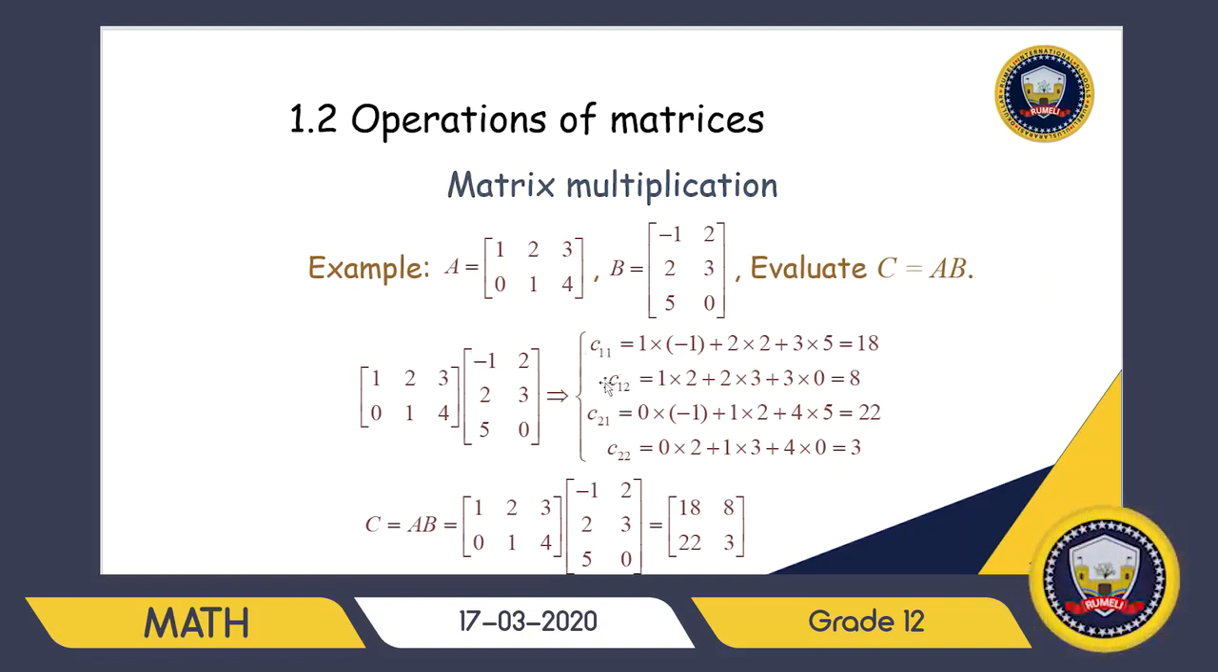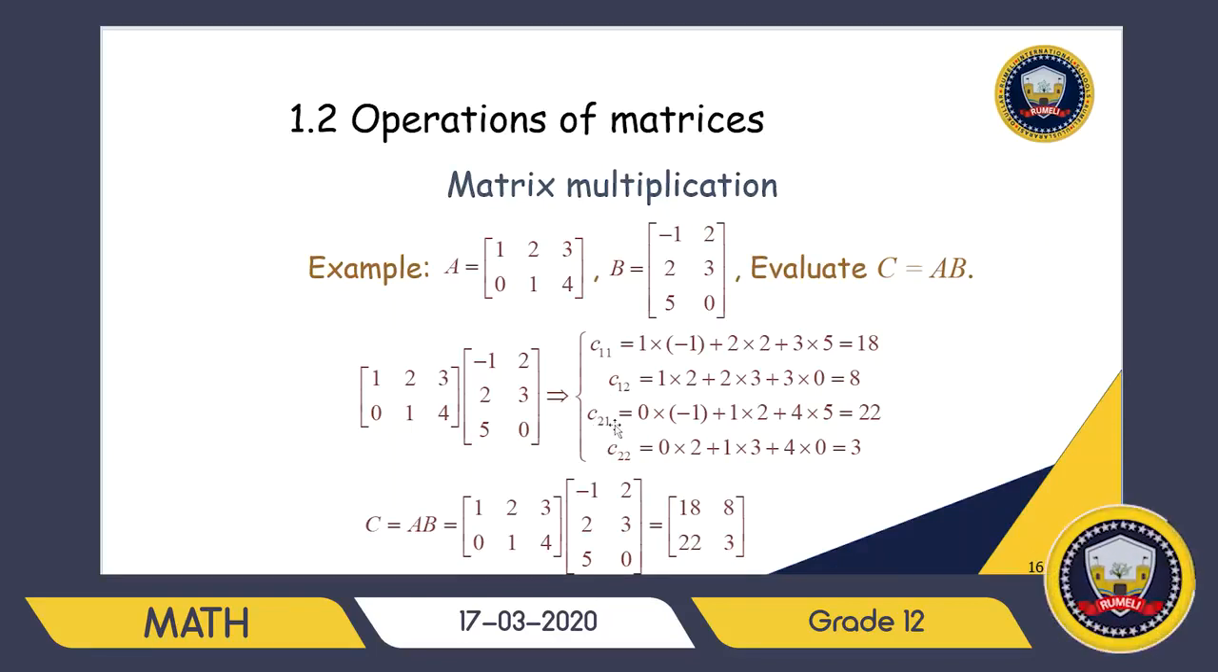Let's try to do C12. So the first row, which is this, and the second column, which is this. So 1 times 2, 2 times 3, and 3 times 0. Doing the calculation, we will get C12, again as we did for C21.